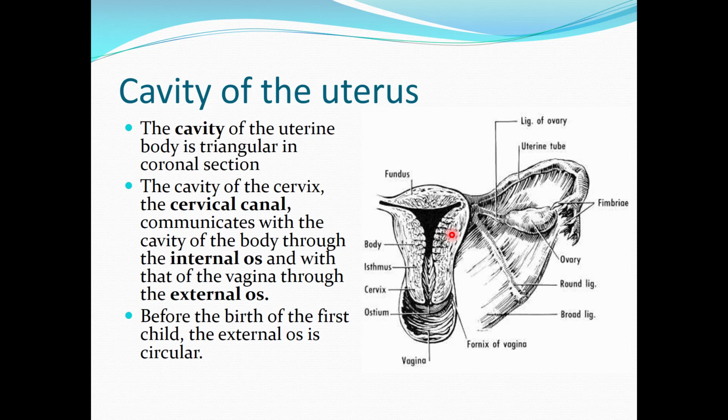So what we have learned in this slide: this is the cavity of the uterus. It is triangular in the coronal section. We have the cervix of the uterus, which has two openings. The internal opening is called the internal os, and the external opening is called the external os.